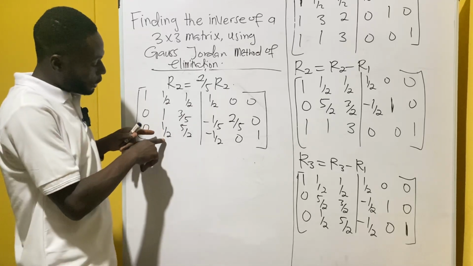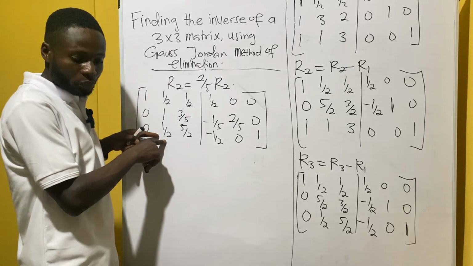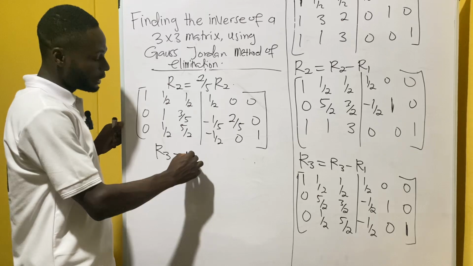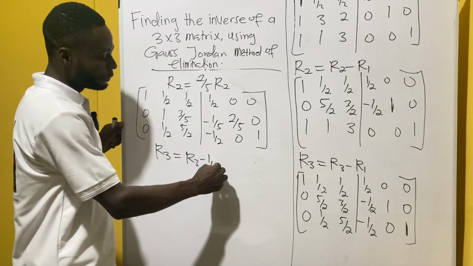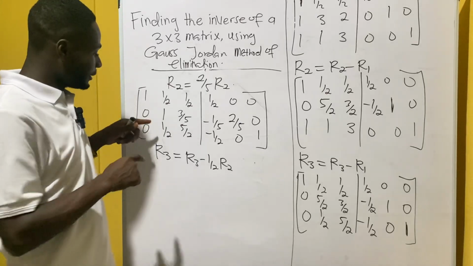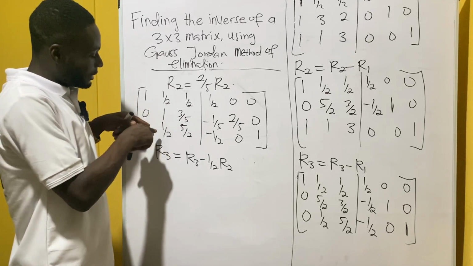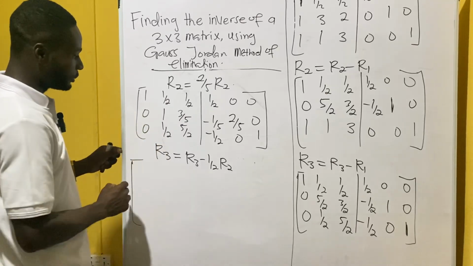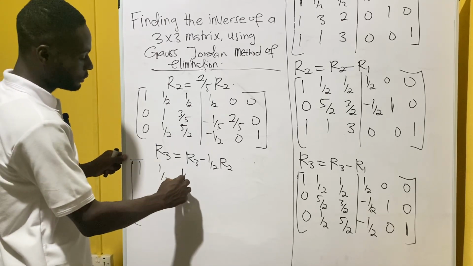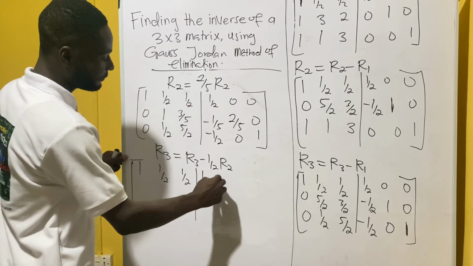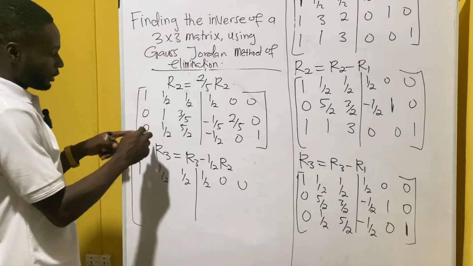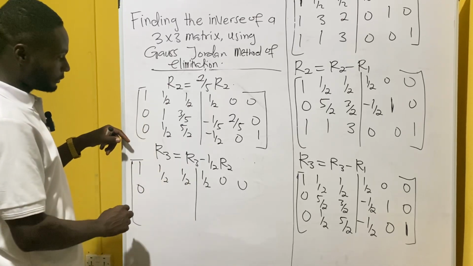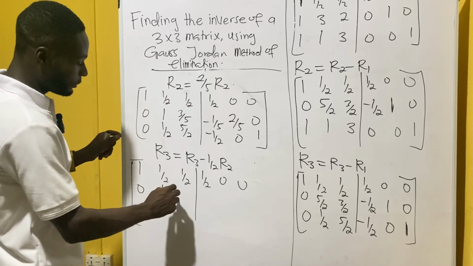So now we are coming to eliminate this half. So what we do, we have to say that row 3 should be equal to row 3 minus half row 2, right? When you take half of this, it means that half minus half is going to give us 0 right here. So this right here, let's maintain our first row, half 0, 0. Now 0 minus 0 right here is 0. So we maintain the second row as well.